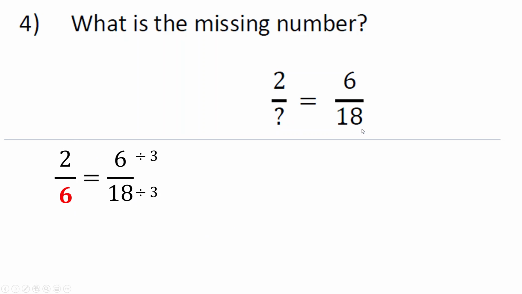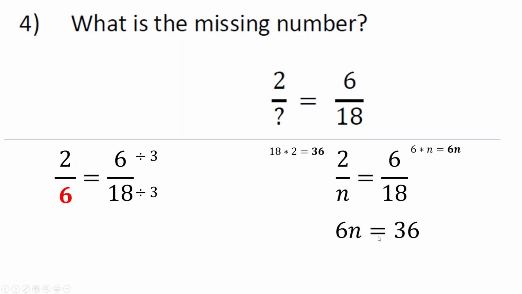That's one way. You could also do the cross product trick, where you do 18 times 2, 6 times n. So 6n is 36, because they're going to be the same thing. 6 times what is 36? That mystery number is going to be a 6. We'll keep going.